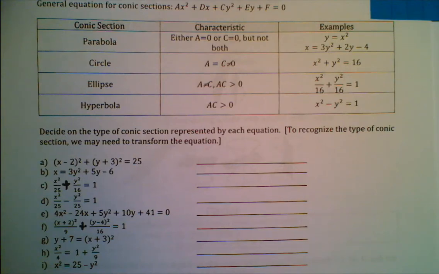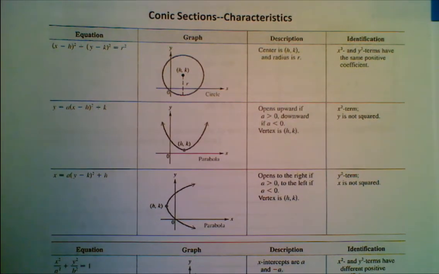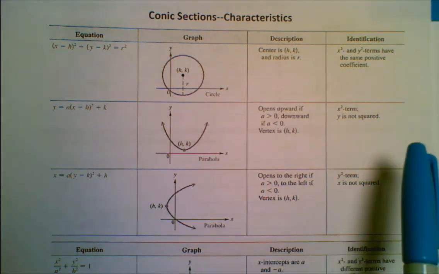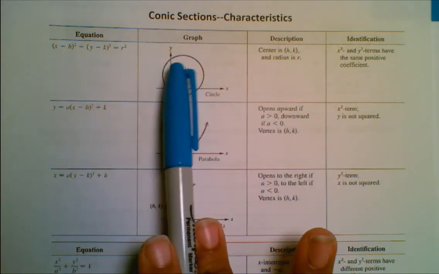All right, so we're going to look at the four types of conics that we've covered in this section: the parabola, the circle, the ellipse, and the hyperbola. Each type has its own characteristics. There's a chart in your textbook that talks about the different characteristics of the conic sections.